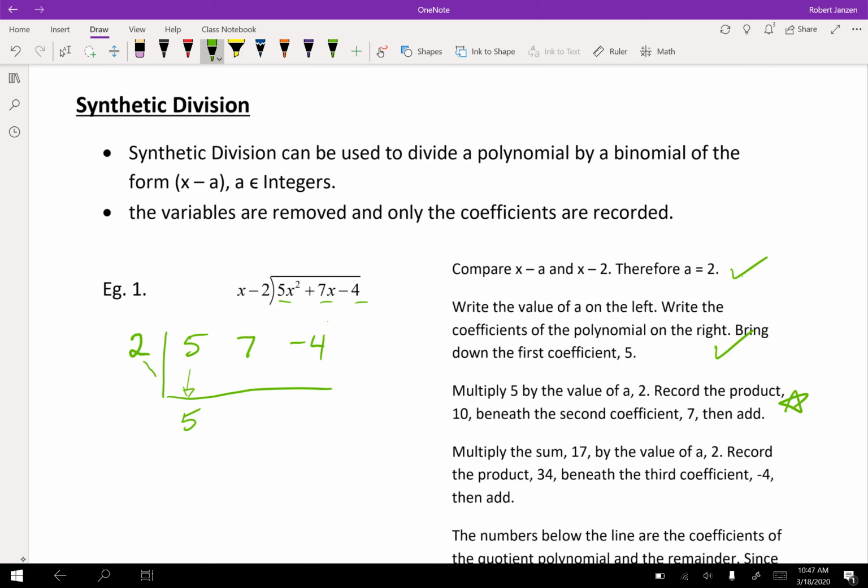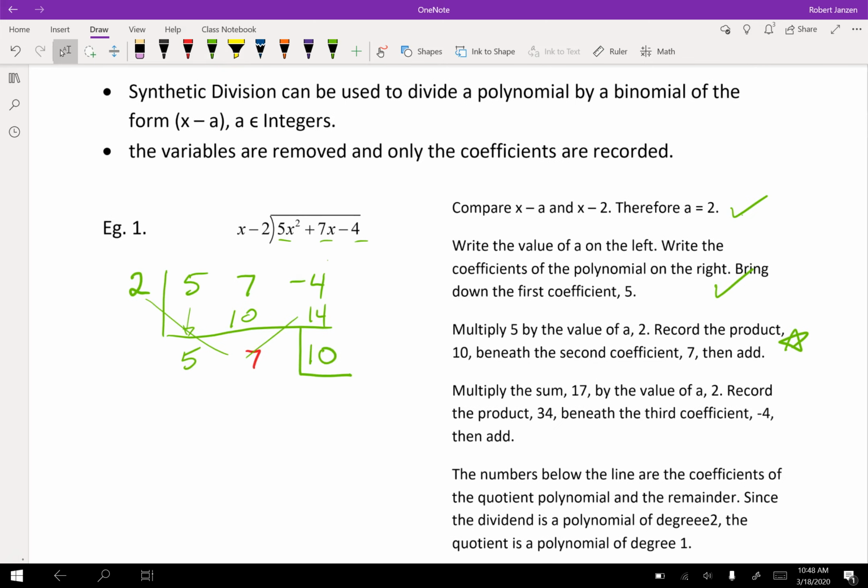Now we're going to do this step here. You take 2, multiply by 5, gives you 10. Put that there. And then you're not going to subtract, but you're going to add this next column. 7 plus 10 is 17. After that, it's just a repeat of that first step. So 2 times 5 is 10. Now 2 times 7 is 14. And again, add, you get 10. This is our remainder.